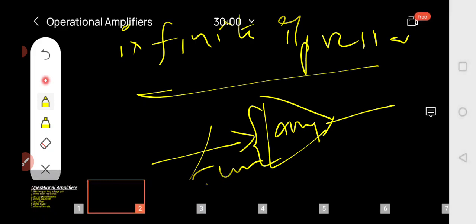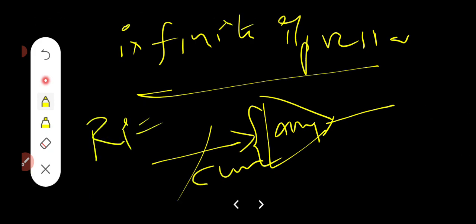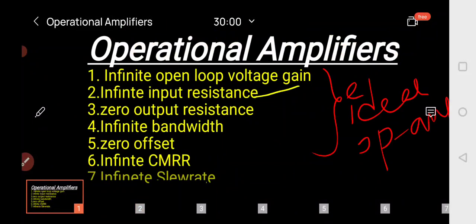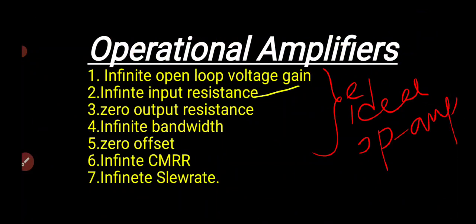That is nothing but Ri, input resistance Ri is equal to infinite. That is the second ideal characteristic of the operational amplifier. So let us see the third one. What is the third one? The third one is nothing but zero output resistance.